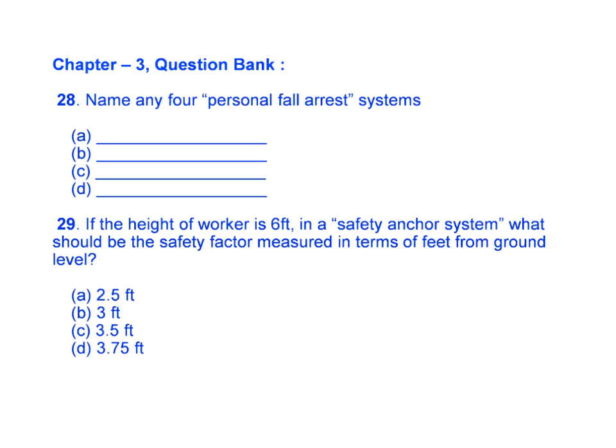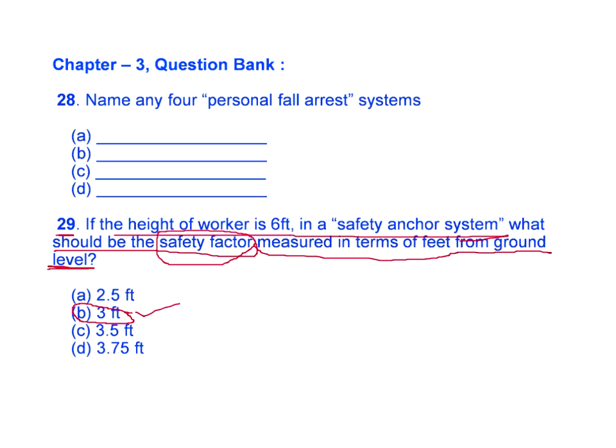I have given around 29 questions. Please go through all these things. It's very interesting. The last question: if the height of the worker is 6 feet in a safety anchor system, what should be the safety factor, measured in terms of feet from ground level? 3 feet is the safety factor. So B is the answer.